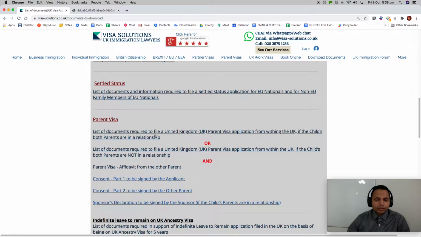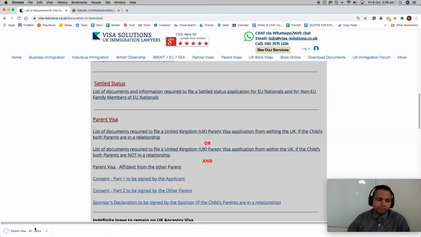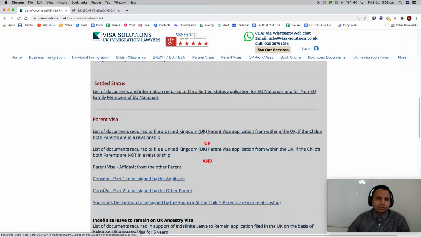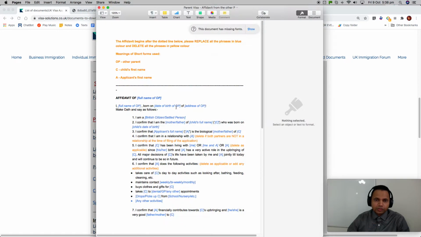So the same link, this was a list of documents. When you scroll down, parent visa affidavit from the other parent. If you download this, it will open as a Word document, and you just customize it, change the details. You can use this format. We usually give this format to our clients.